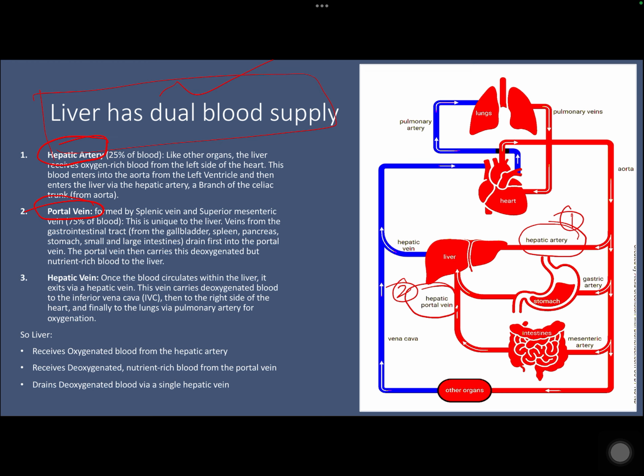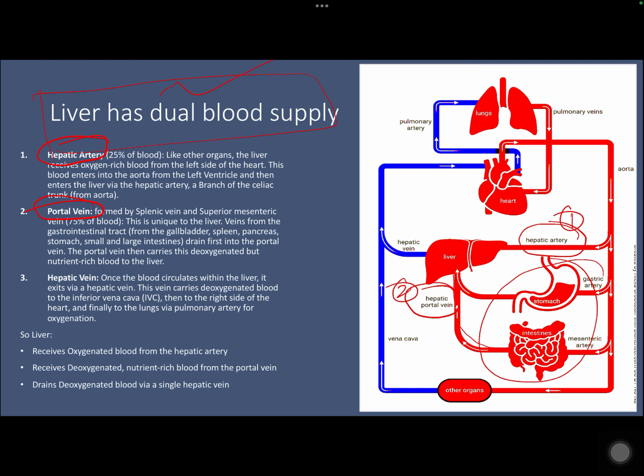And the deoxygenated but nutrient-rich blood comes from the gastrointestinal tract. The nutrients which get absorbed into the gastrointestinal tract, especially into the intestines, this nutrient-rich blood is first carried to the liver.